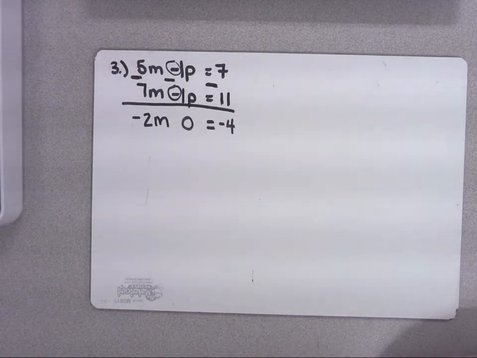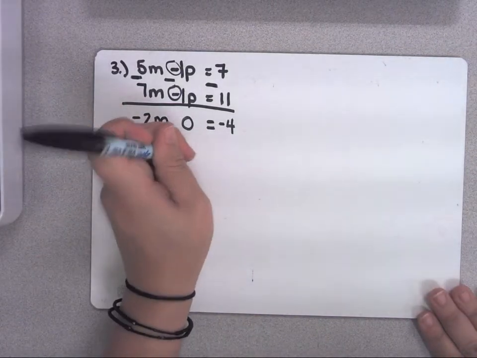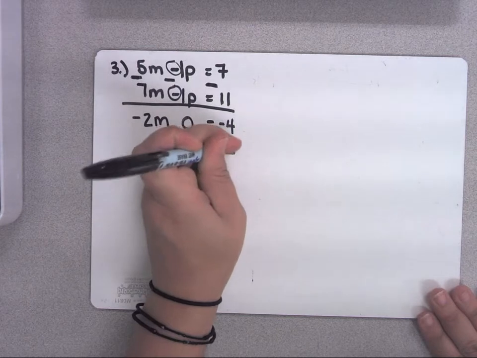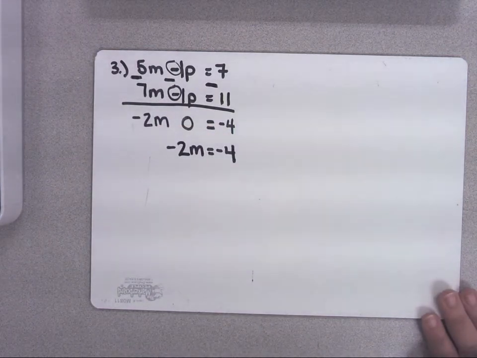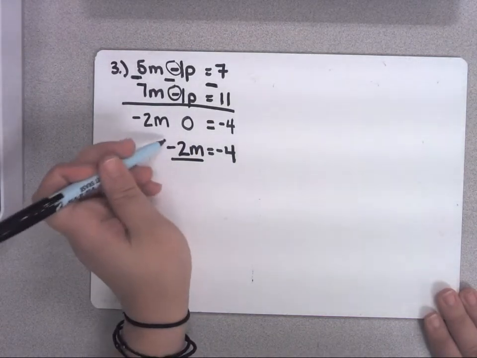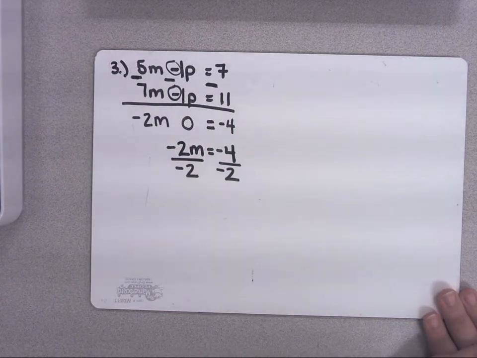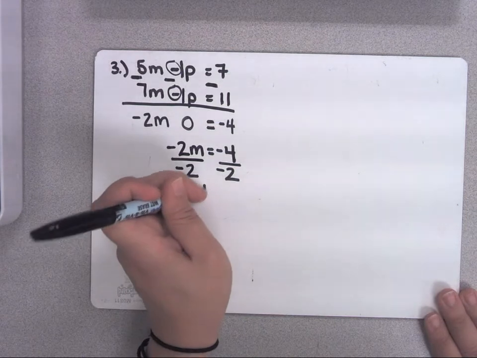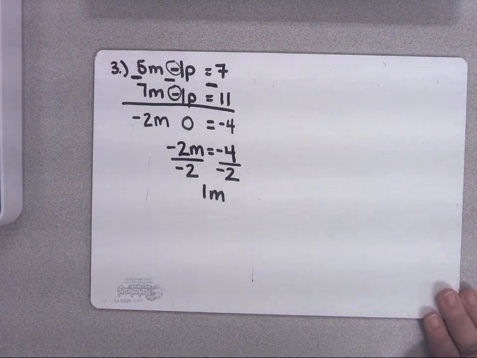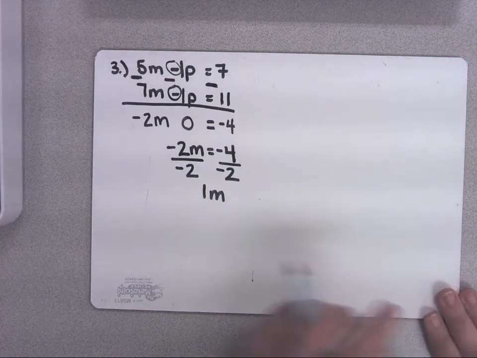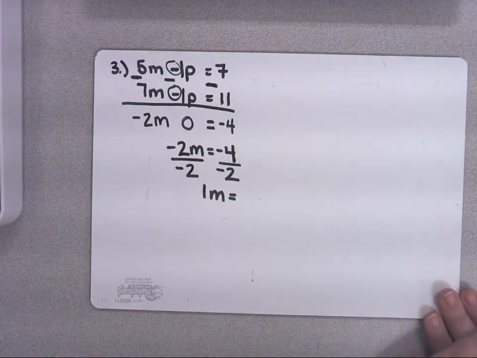Now what am I going to do, Jesse? You want me to rewrite it? So let's rewrite it. I just took the 0 out. Divide by what? Okay. 1m. Where does the equal sign go? So m equals 2. Okay.